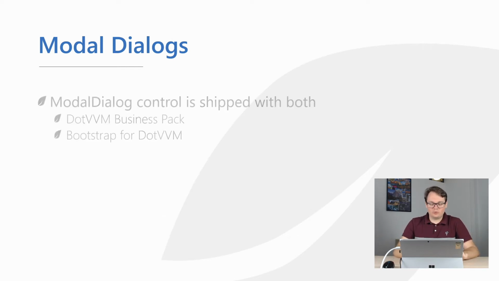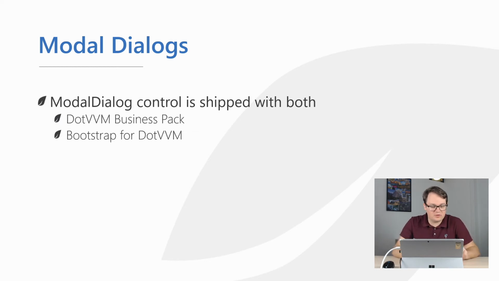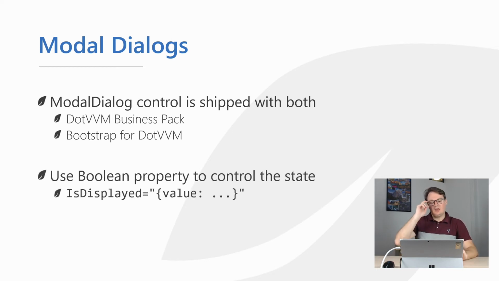If you don't want to write your own modal dialogs, we have modal dialog controls in our commercial products, so you can use Bootstrap for DotVVM or Business Pack. Both these packages contain the modal dialog control. And in these controls, there is the IsDisplayed property on the dialog, so you can use a Boolean property to show or hide the dialog.